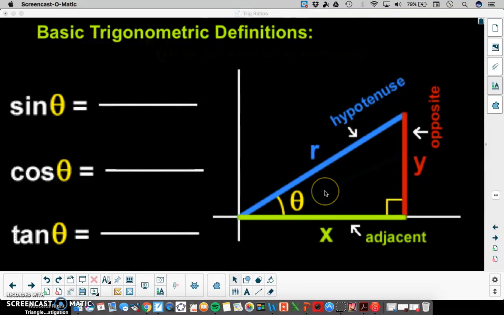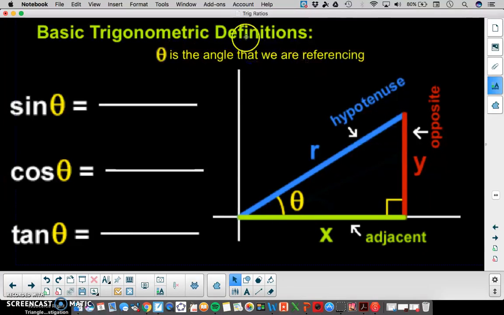We're going to use this diagram to illustrate the definitions of sine, cosine, and tangent. When looking at sine, cosine, and tangent, you always want to identify your angle first. Our angle in this picture is represented by theta. Theta is the angle that we're going to be talking about. From theta, from your angle, you have to identify your opposite side. So from theta across the triangle, our opposite side is represented by y. From theta, the adjacent leg of the triangle is x. So from this angle, the opposite side is y, the adjacent side is x.